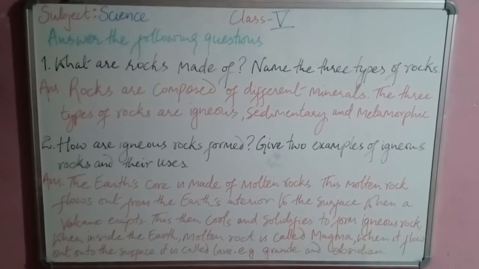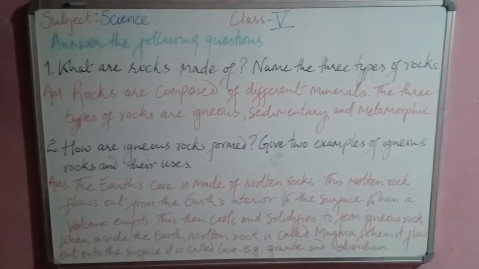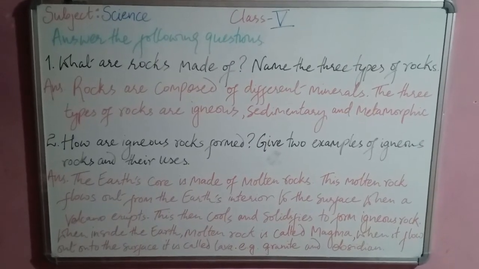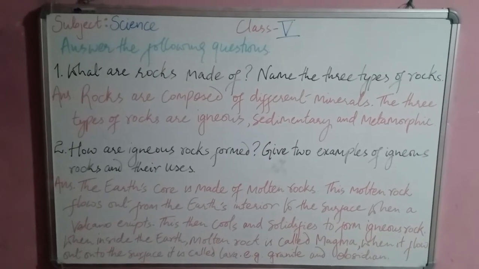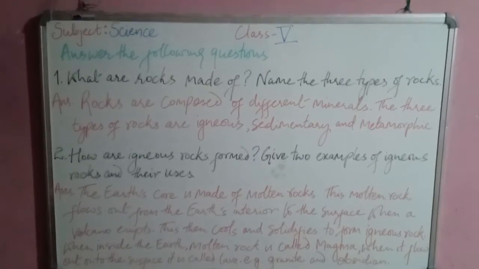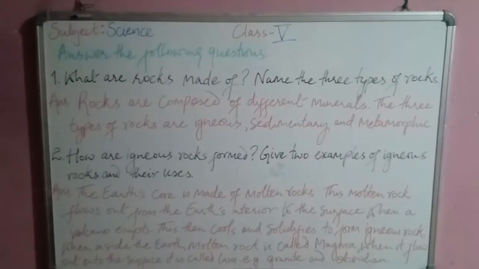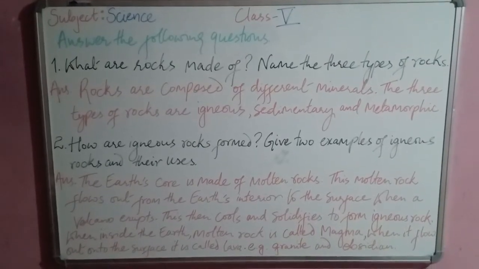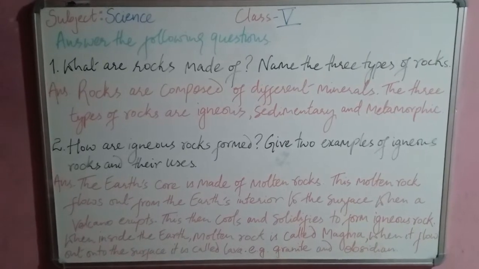So let's do the remaining exercises from page number 67. Answer the following questions. So the first question we have is, what are rocks made of? Name the three types of rocks.